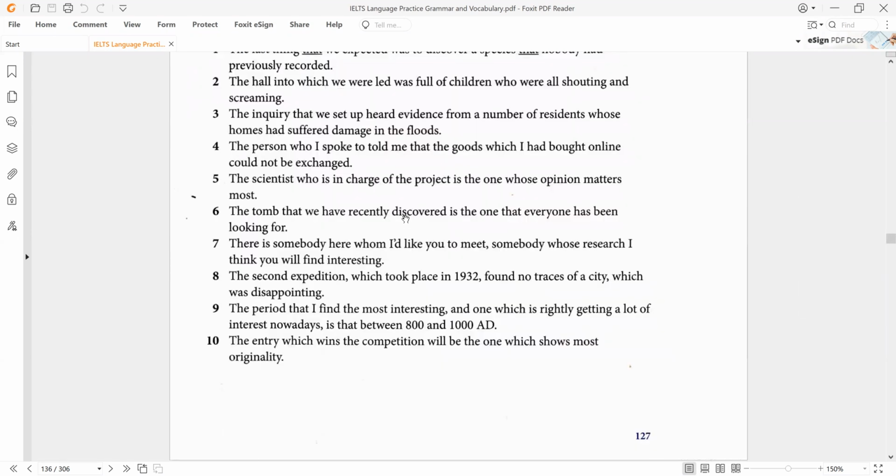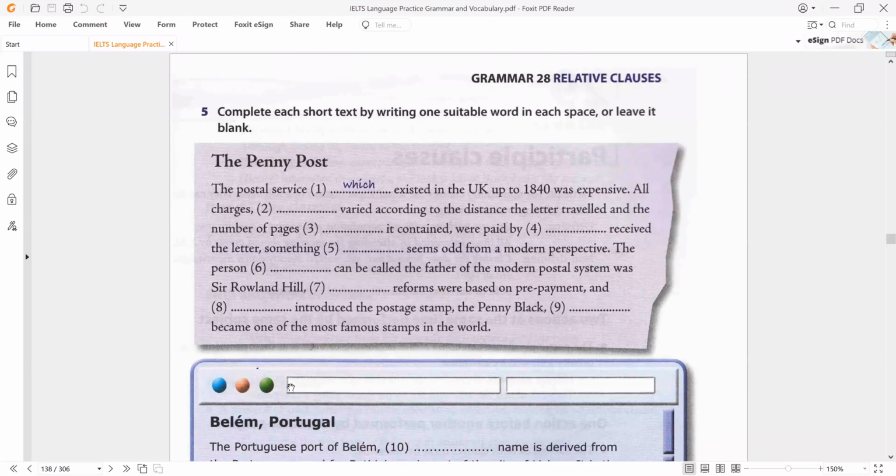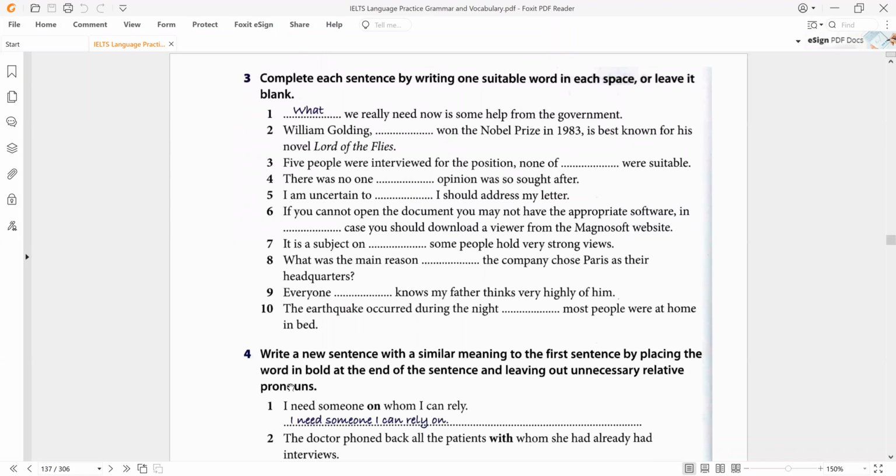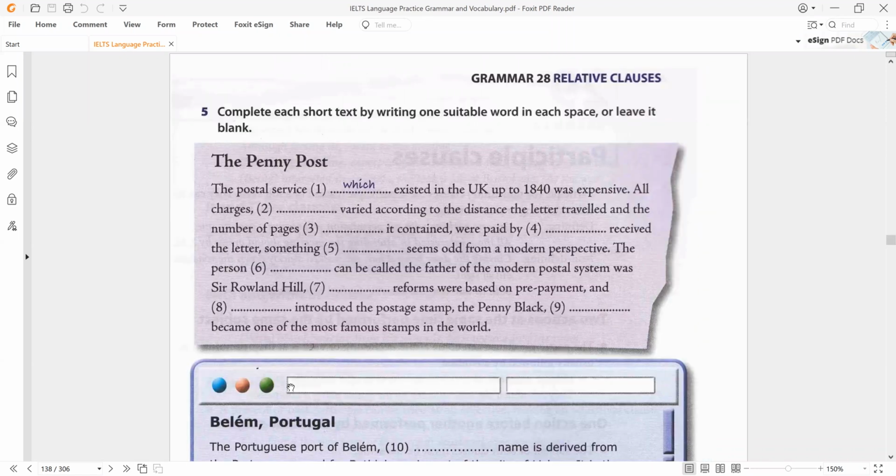Okay, I think I changed the paper. Just a minute. Okay, let's do it like this. Let's see the topic: the penny post.